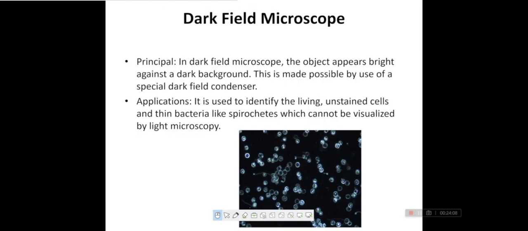Now first, what is the dark field microscope? From the name it is clear.